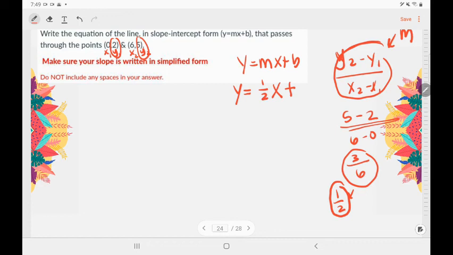So y equals 1/2 x plus, now I need to fill in this last spot. I need to find my y-intercept. So I go to my points. Do either of them have a 0 in the x slot? Yes, this one does. So this is my y-intercept. My y value is 2. And that is as simplified as I can make it, and that is my final answer.